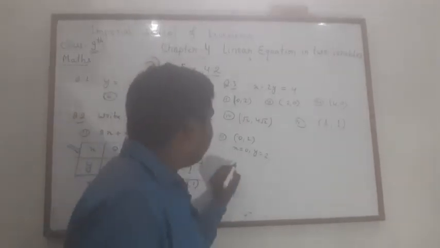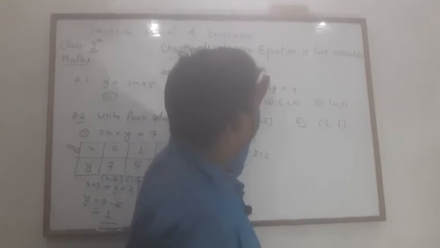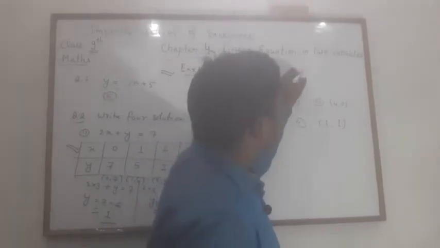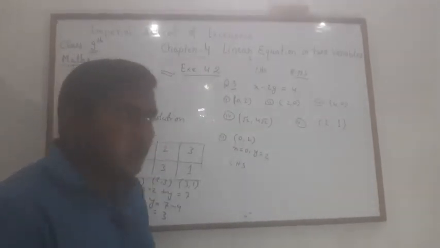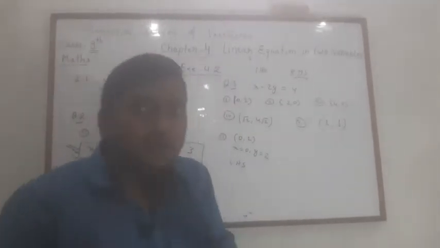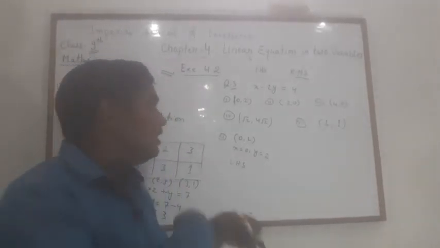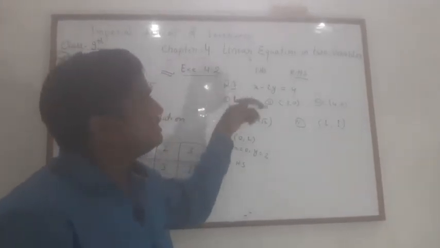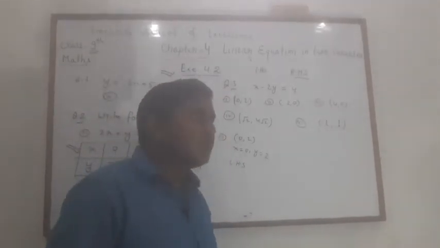What is LHS? This is the left hand side, and this is the right hand side. In the RHS it will be 4. We will calculate the LHS. If this is equal to 4, then we will say LHS is equal to RHS, and the given point is a solution of this equation. Otherwise it is not a solution of the equation. Okay, so let's see.